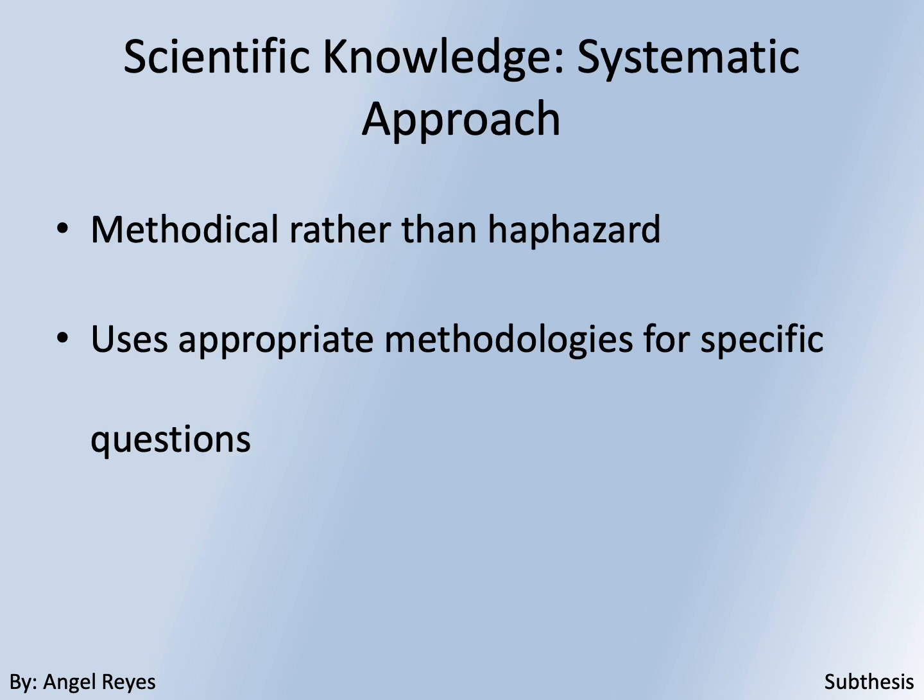Scientific inquiry is methodical rather than haphazard, following structured approaches to investigation. Researchers use appropriate methodologies for specific questions, recognizing that different problems require different investigative approaches. This systematic nature includes careful planning, documentation of procedures, controlled conditions where possible, and organized record keeping. The systematic approach helps minimize bias and error while allowing others to understand exactly how knowledge was generated.